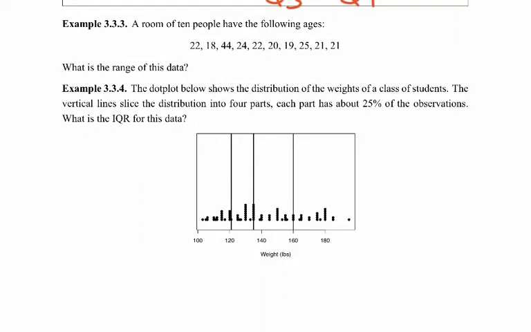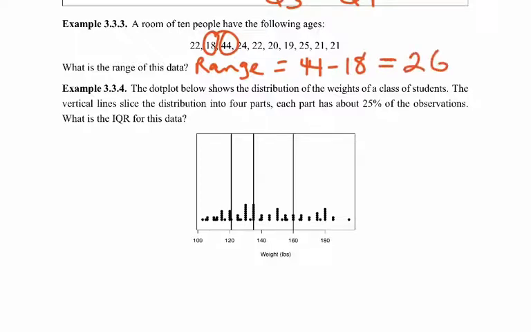If we put these numbers in order, well, I'm not going to take time to write them in order, but if we look at it, we can see that the lowest number in the data set looks like it's 18, and the maximum value in the data set would be 44. So the range for this data, and there's not really a symbol for range, I'm just going to write the word out, would be 44 take away 18, which just gives us 26.